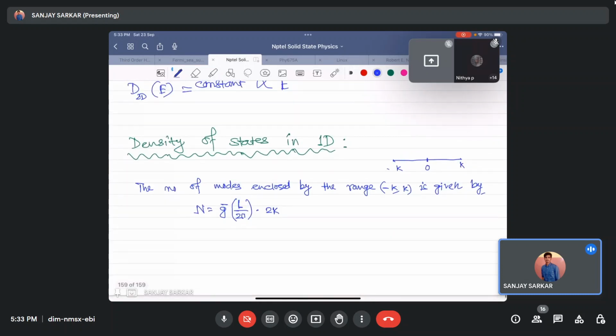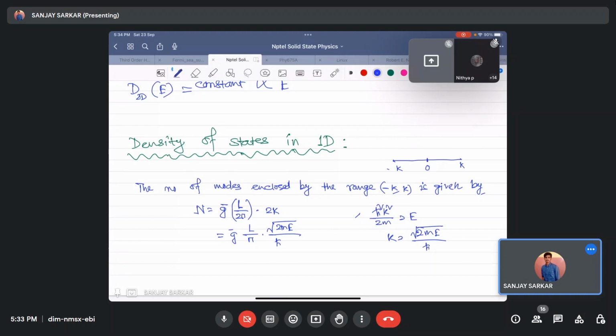So again you can write this in terms of energy. So it will be L by pi into k. So h bar square k square by twice m equal to E. What will be k then? k equal to root over 2mE by h bar. So just put it down here, root 2mE by h bar.